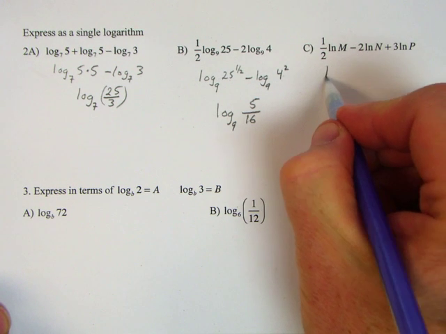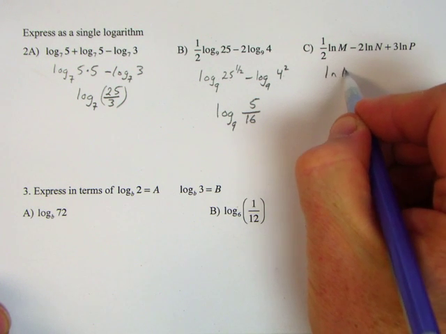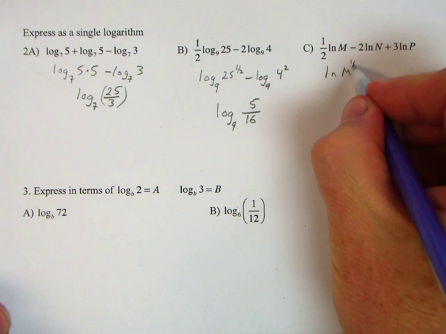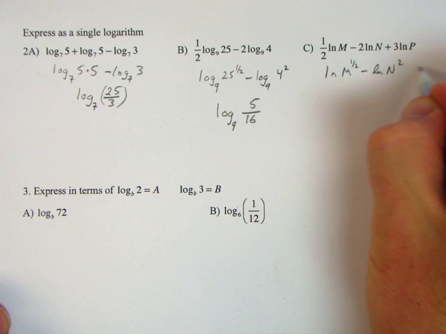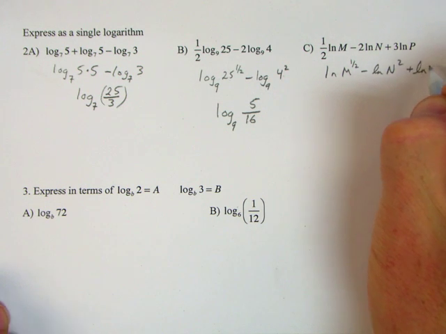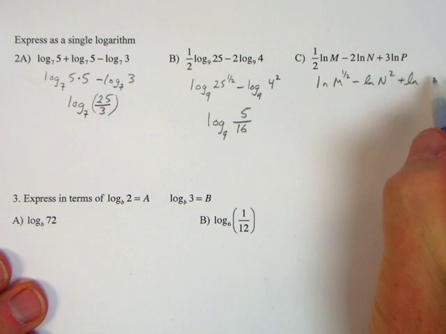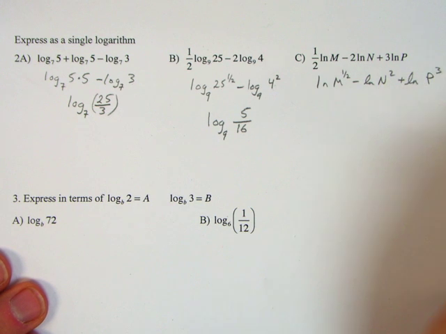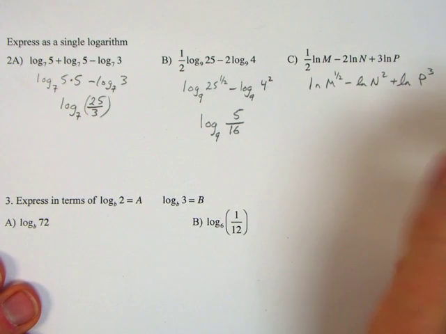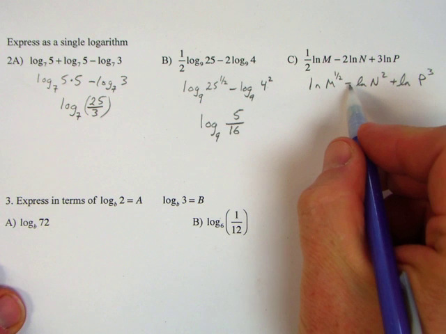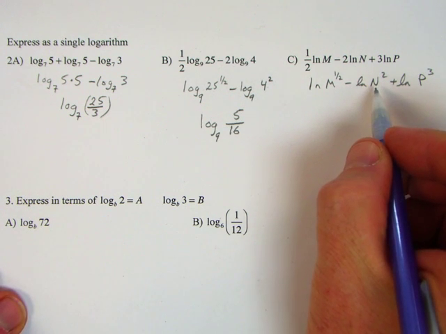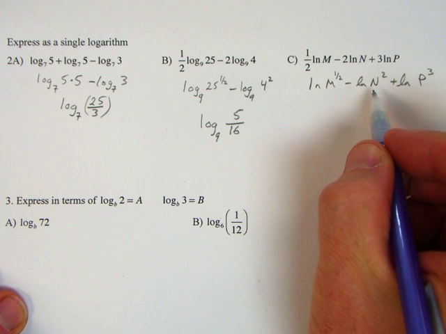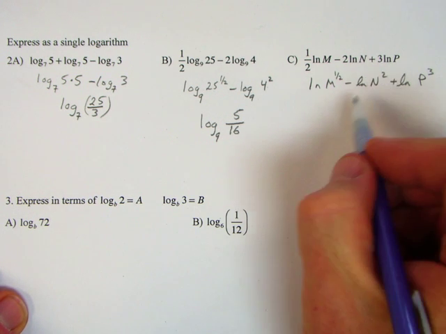On the next one, we have the natural log of m to the 1/2 power minus the natural log of n squared plus the natural log of p cubed. Now this is one we have to be careful with. What does the subtraction apply to? It only applies to this natural log of n squared. It does not apply to anything else.